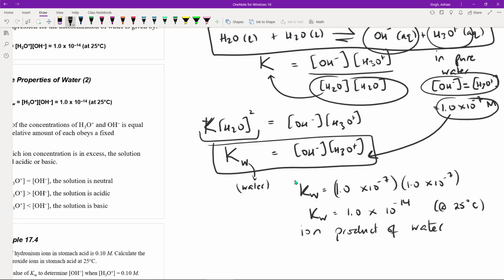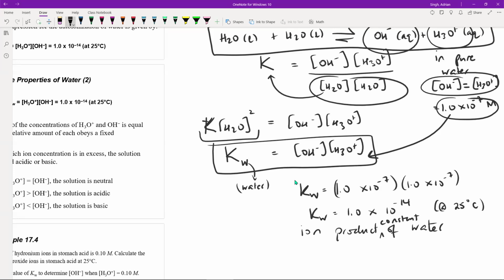Kw here is just a specific example of the Kc expression that we've used before. Okay, so this is the ion product. We'll just be more specific: ion product constant of water, which means that number doesn't change, right? You multiply the OH minus by the H3O plus, we're always going to get 1 times 10 to the negative 14. In the case of pure water, those concentrations are exactly equal to each other.